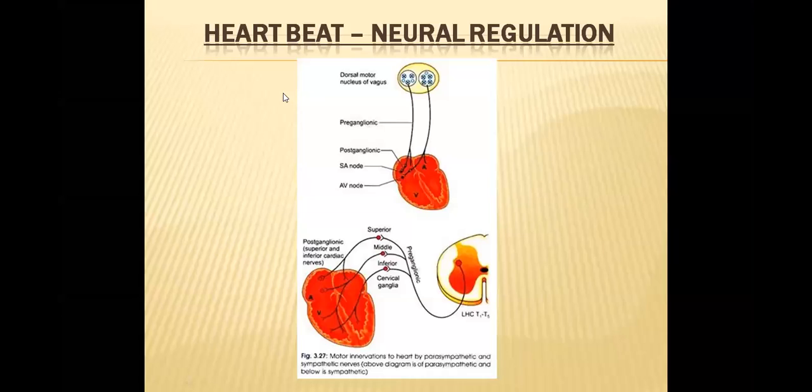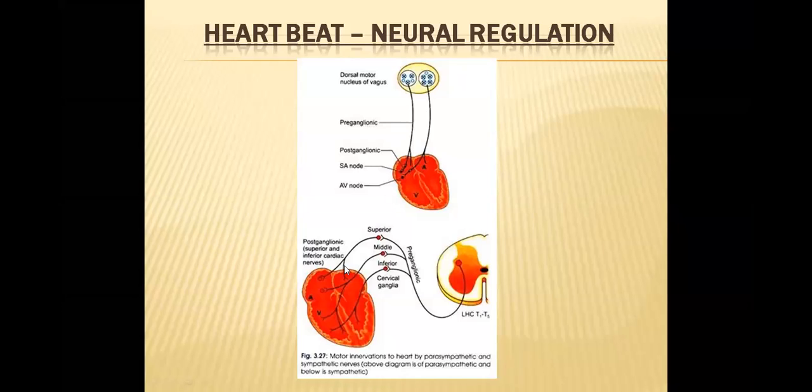Thus, whenever the heartbeat is increased beyond the normal range, the center in the brainstem, which is an inhibitory center, will release signals through the vagus nerve or parasympathetic nerves. These nerves release acetylcholine, which acts on the SA node and AV node. As a result, the SA node and AV node release fewer impulses so that the heartbeat rate becomes normal. In this way, the parasympathetic nervous system intervenes when the heartbeat increases.